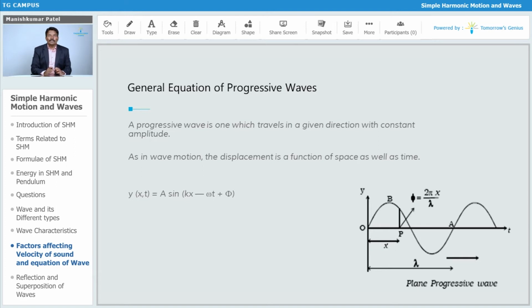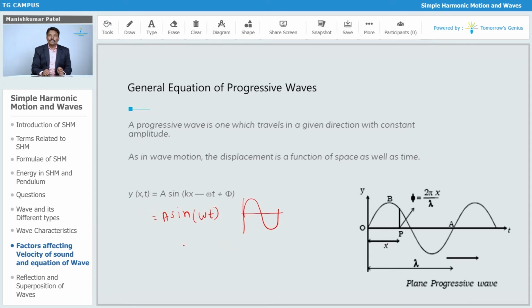As the wave is in motion, the displacement is a function of space as well as time, and it is given by the given equation. Either you can write it down this way, that is a sine of omega t. That is how we used to write it down. Again, then, omega t minus kx.